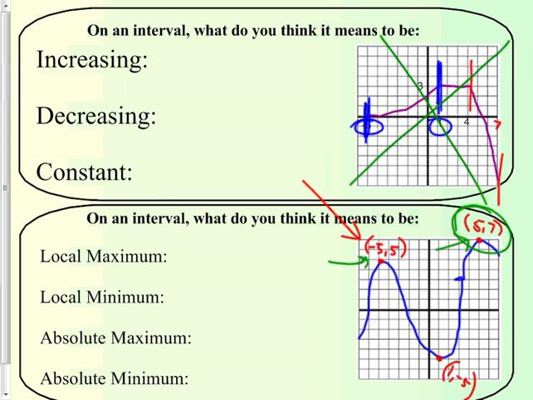I said on this part, I would like you to answer all of these questions right here for this graph. Tell me where it's increasing, where it's decreasing, where it's constant, and there's no place it's constant, by the way. And then local maxes and mins and absolute maxes and mins. And for these, you can just list points for me. This point is a local maximum. This point is a local minimum.